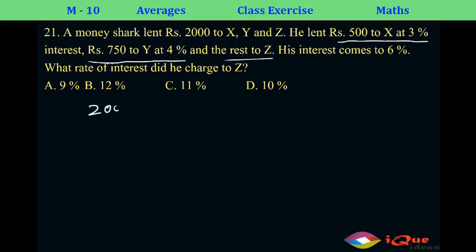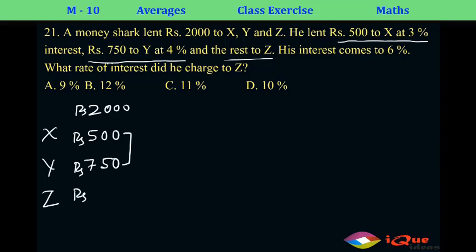So total amount is 2000 rupees. That means X has got 500 rupees. Y has got 750 rupees. Alright. Then Z must have got... add these two and subtract from 2000. Now these two together would be 1250. If you subtract 1250 from 2000, you will get 750. So first let's remove these lines.